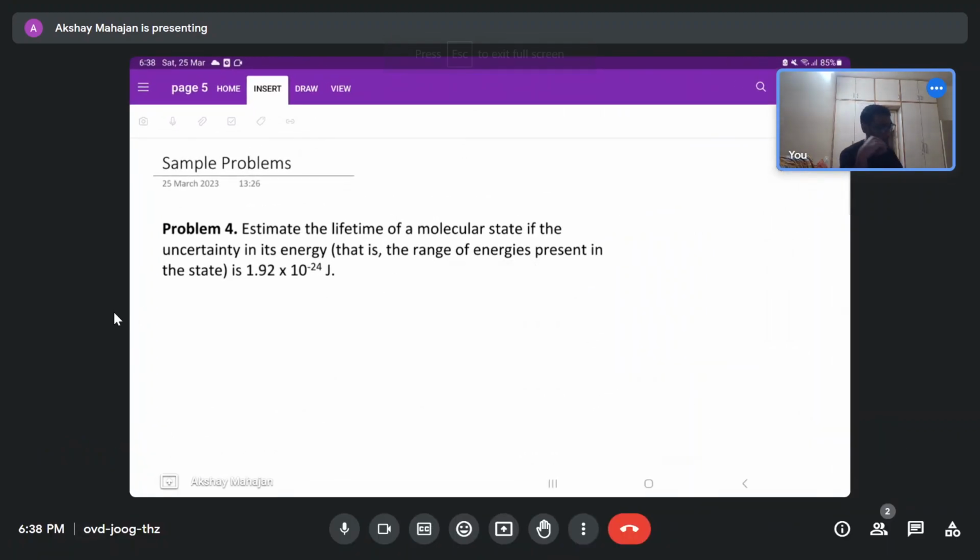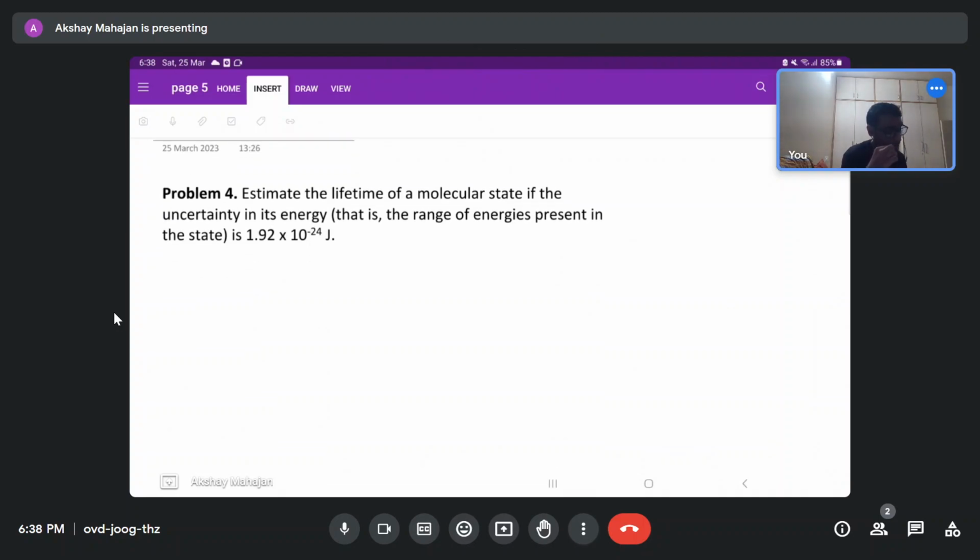Alright, let's solve our problem number 4. Okay, so problem number 4 is: estimate the lifetime of a molecular state if the uncertainty in its energy, that is the range of energies present in the state, is 1.9 times 10 to the power minus 24 joule.